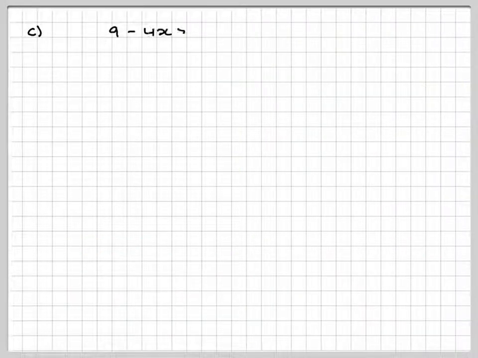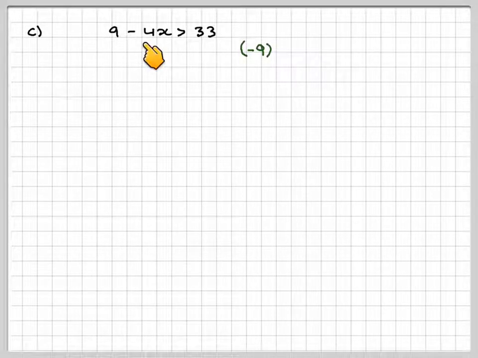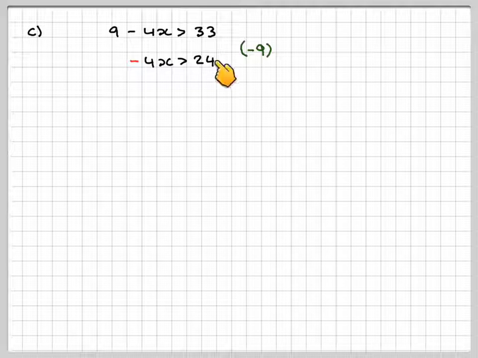Right, in the next one, we've got 9 minus 4x is greater than 33. If we take 9 from both sides, on this side we're going to have minus 4x. And remember, don't forget the minus sign. On this side we're going to have 33, take away 9, which is 24.